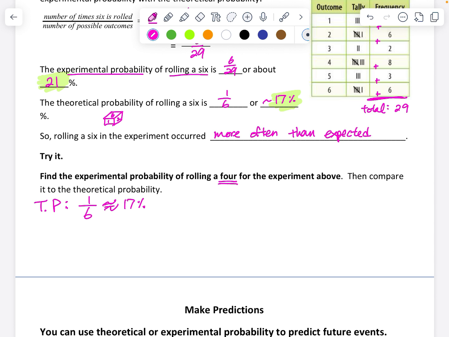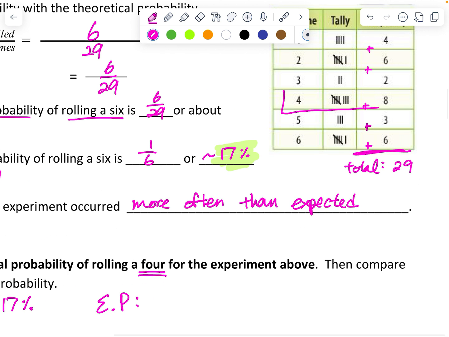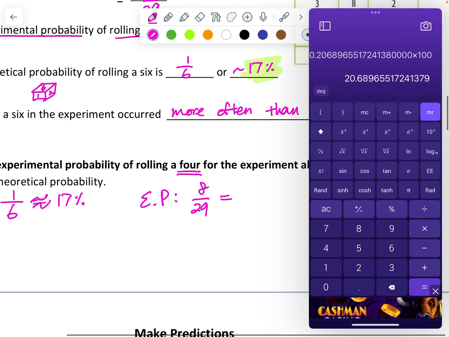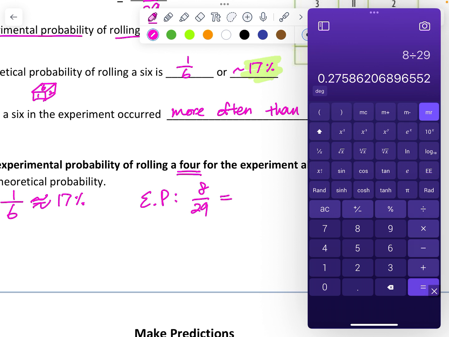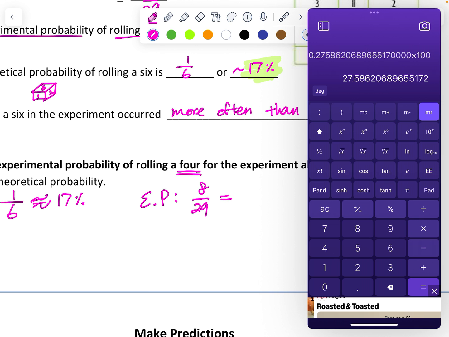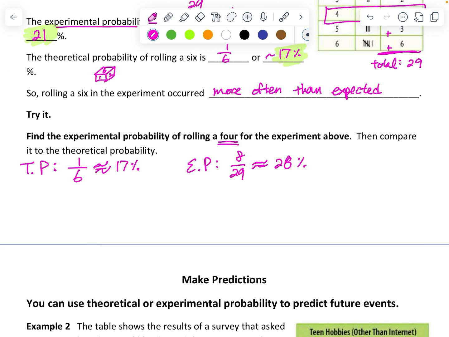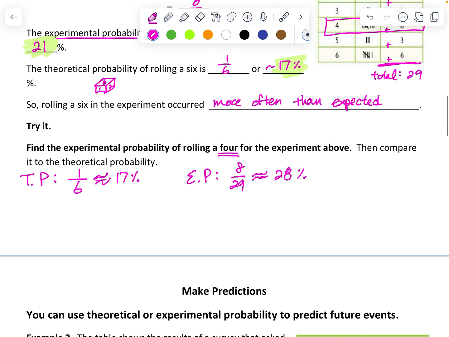Now let's look at the experimental probability. For this one, 4 was rolled. Remember that was the highest one? 8 times out of 29. If you figure out the percentage, 8 divided by 29, you get 27, almost 28%. I'm going to round this to 28%. So comparing this, you would say, compared to the theoretical experiment, you'll say the experiment.